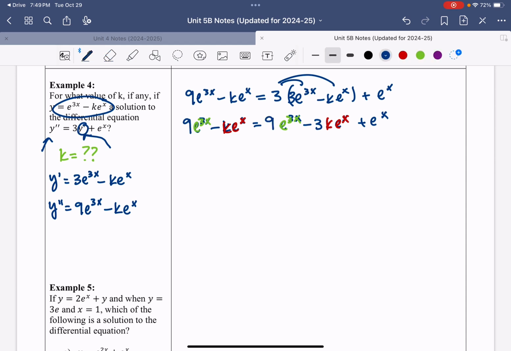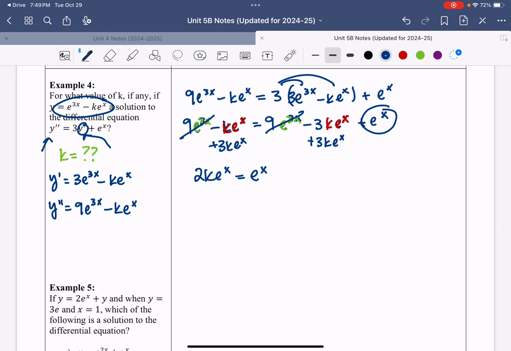Great. Okay, so when I go to start combining these together, I see here that if I subtract my 9 e to the 3x terms, those are going to go away. Okay, and then I'm going to add 3k e to the x over to the other side. So that's going to give me 2k e to the x, and on this side, I'm only left with e to the x.